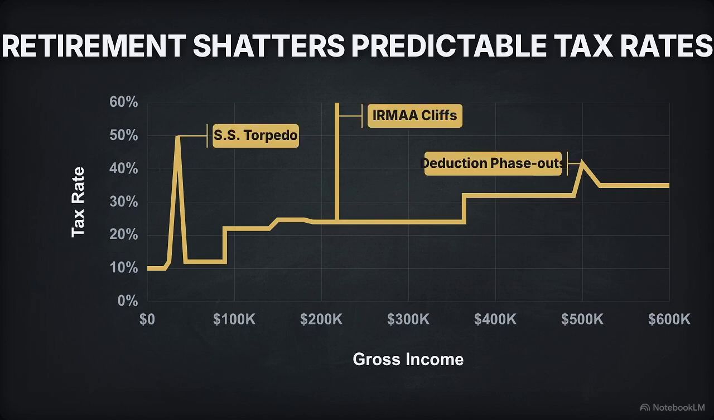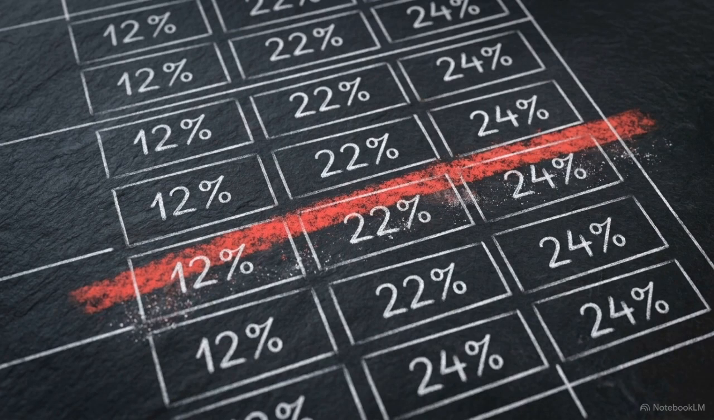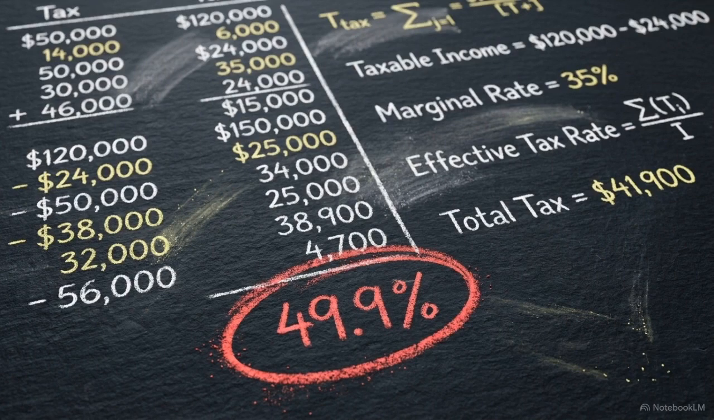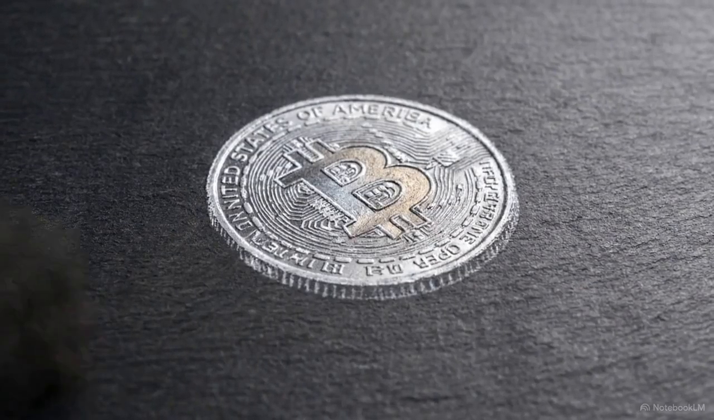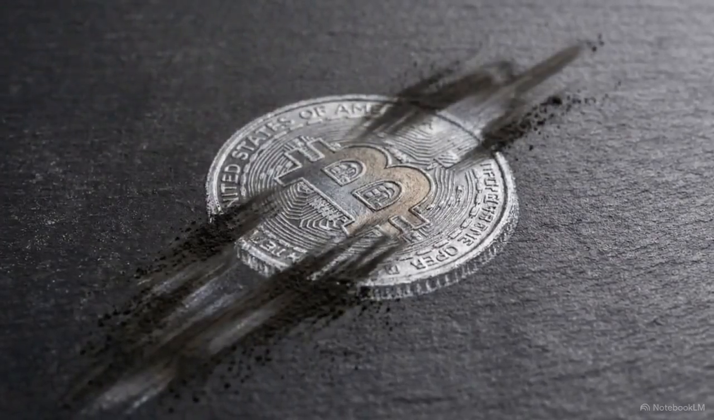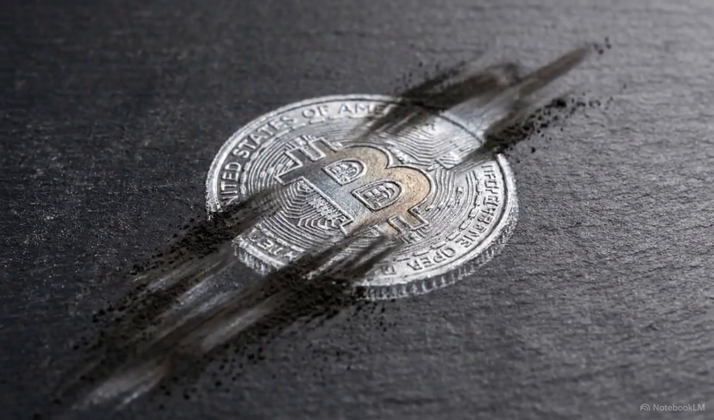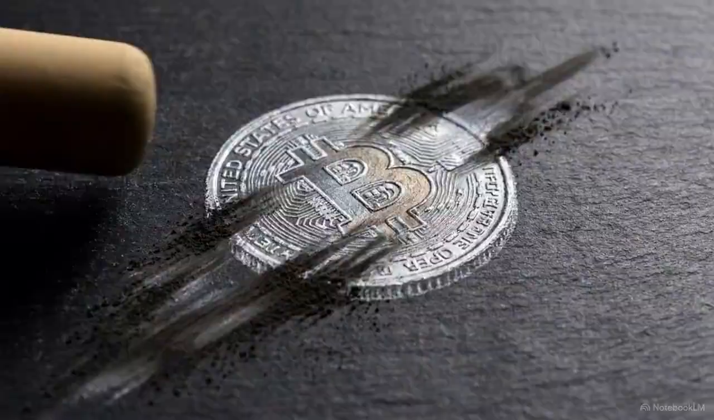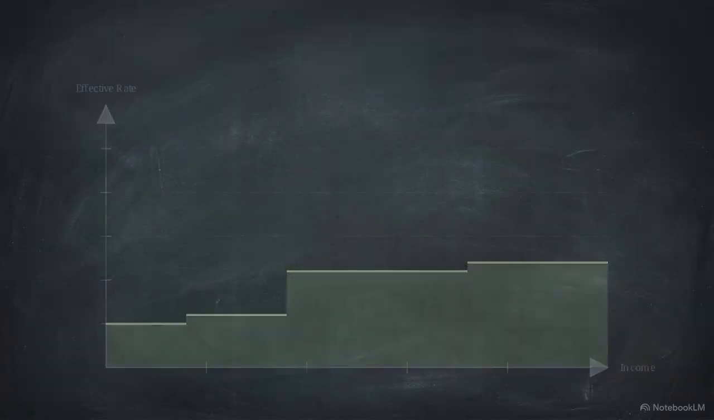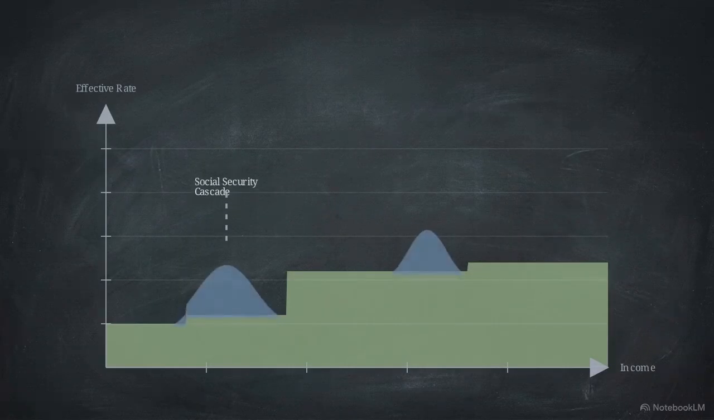We have to separate the nominal tax bracket, the percentage the IRS prints on its official tables, from your actual effective marginal tax rate. The effective rate measures exactly how much of your next dollar is lost to taxes, evaporating deductions, and hidden surcharges. To navigate this, we are going to map the true topography of retirement taxation, layer by layer, so you can see exactly where these traps are buried.